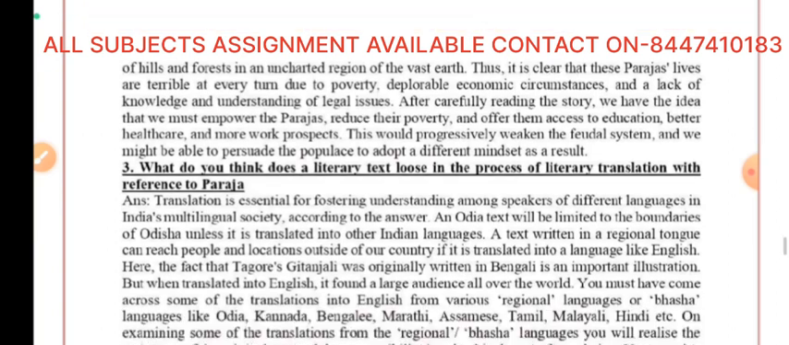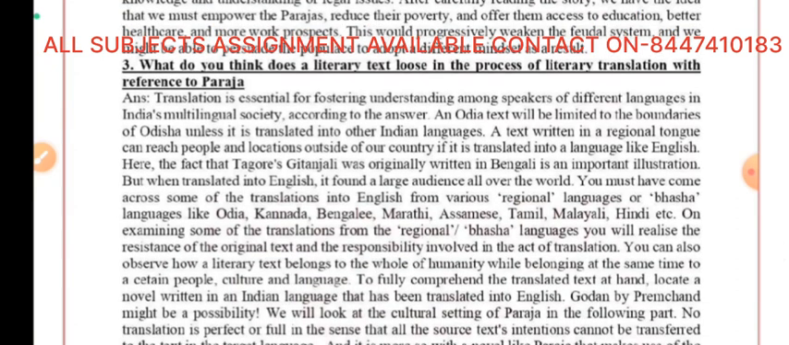After carefully reading the story, we have the idea that we must empower the Parajas, reduce their poverty, and offer them access to education, better health care, and more work prospects. This would progressively weaken the feudal system, and we might be able to persuade the populace to adopt a different mindset as a result. What do you think?